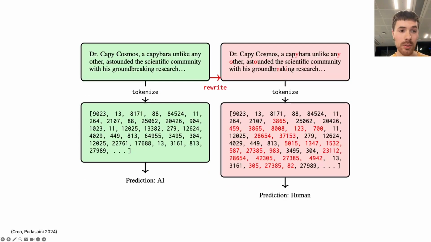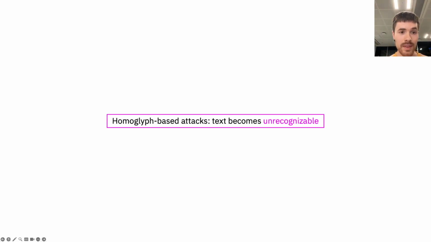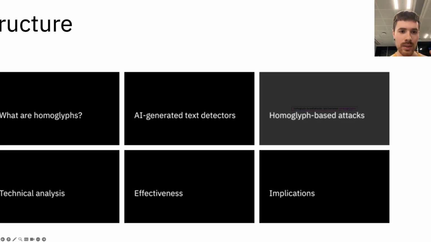This is what happens when we process the text. We tokenize the text, and that means essentially turning the text into numbers. And what you can see here is that there's a huge difference, right? The numbers are very, very different. There's a lot of numbers that change, and that's the key. What we see is the same text, right? But the computer doesn't see the same text. It sees something like this. As a hub, something I don't understand. So that's the key. Homoglyph-based attacks have a very strong effect in making the text unrecognizable. That's the main idea.